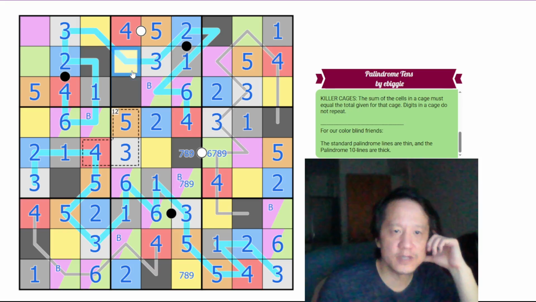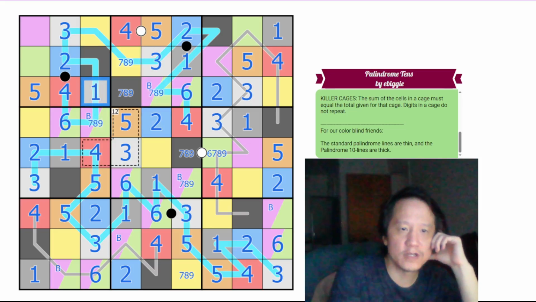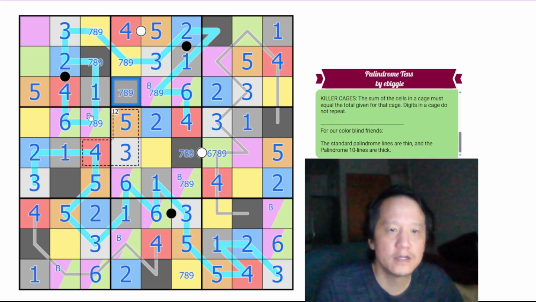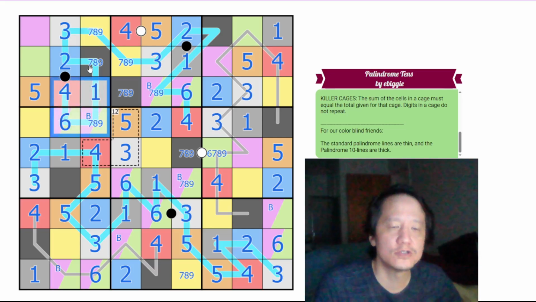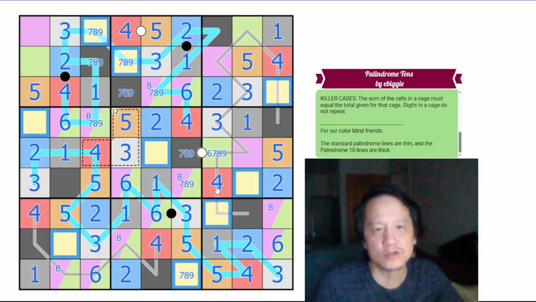This has to be 7, 8, or 9 here. So this is 7, 8, 9. 9 cannot be next to, this has to be 3 and 7. So the yellow has to be 7. Because 8 and 9 cannot be with a set with 3 to add up to 10. So all the yellows are 7.